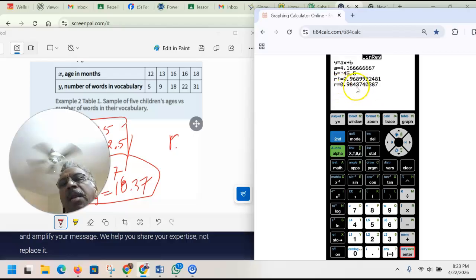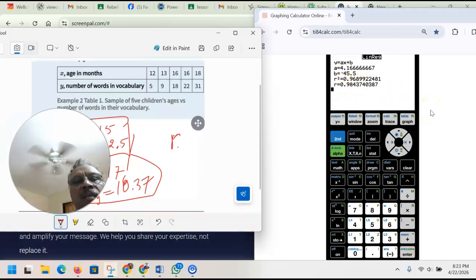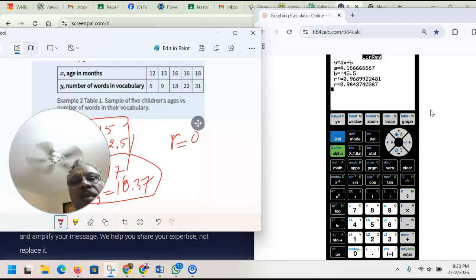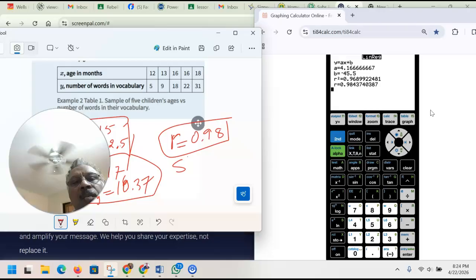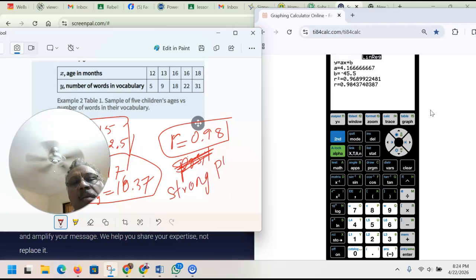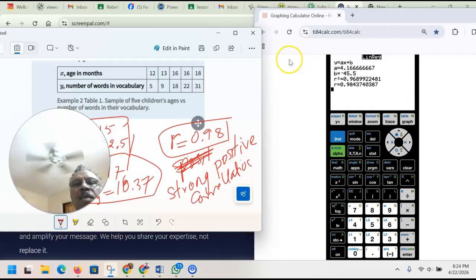So you get 0.9843. So your answer is, let me write this. This is the coefficient of 0.98, and I'm writing 98. So that's a very strong, positive correlation.